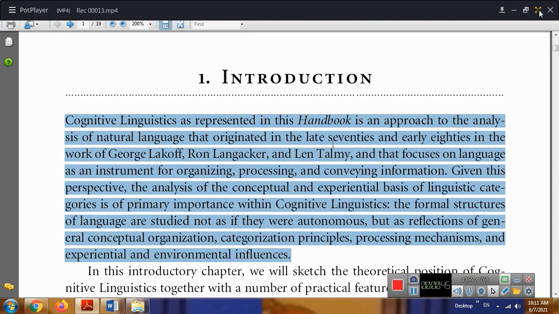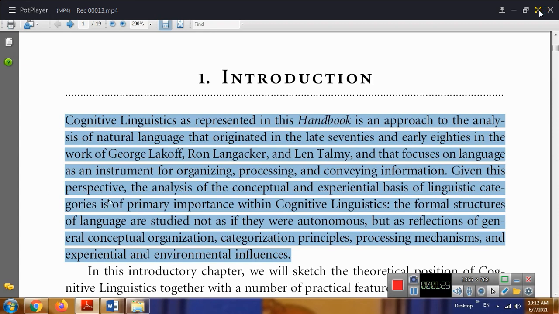Cognitive linguistics comes from the late 70s and early 80s, in the work of George Lakoff, Ronald Langacker, and Talmy, and it focuses on language as an instrument for organizing, processing, and conveying information. Okay, you should know that it originated in the late 70s and early 80s, and these persons are the important persons of this school.